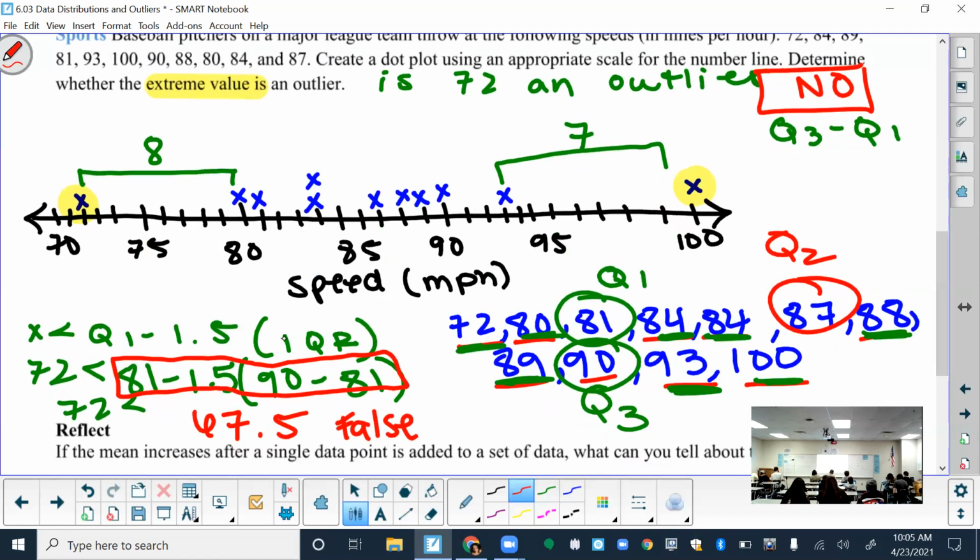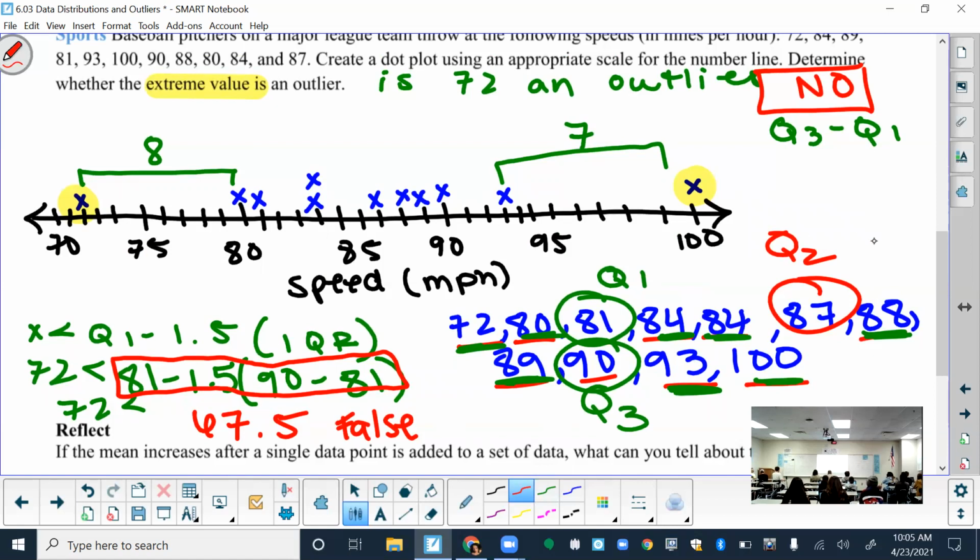All right, any questions, comments? Yes? You would not have to evaluate the other one because that one's even closer to the data than the other. All right, so it would not be an outlier on the other side. Yes. All right, any other questions?